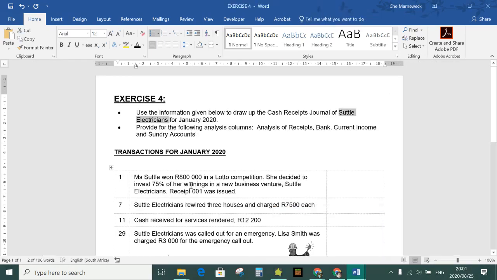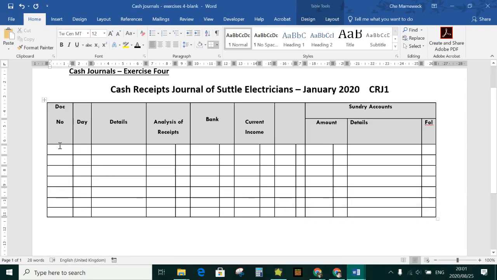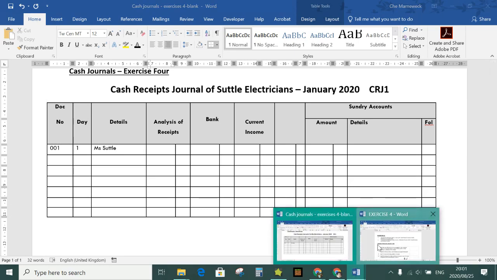Then go to our first transaction. Miss Subtle won 800,000 in a lotto competition. She decided to invest 75% or 3/4 of her winnings in a new business venture. Receipt 001 was issued. So we can automatically fill in under doc number 001 on day 1 who is giving the business the money, that's Ms. Subtle. We then need to work out how much money she has invested in the business.